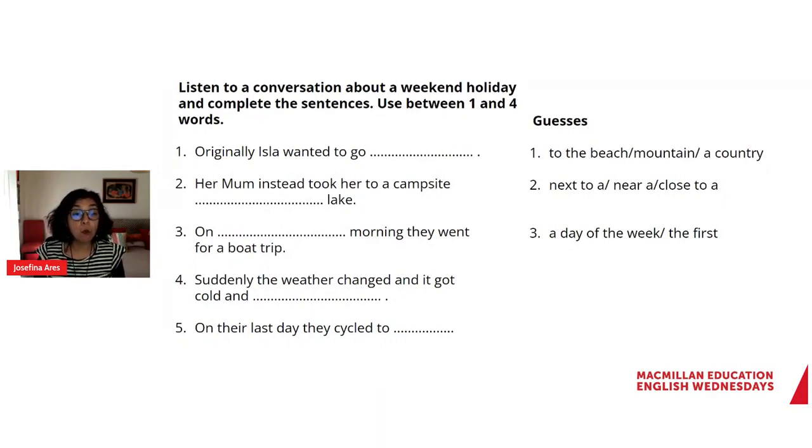Four, suddenly the weather changed and it got cold. And here, again, this highlights how important it is to focus on collocations. It is really important to focus on words that go together, black and white, cats and dogs, those kind of words that go together in a language, okay? We don't say dogs and cats, we say cats and dogs, okay? And we say cold and, what do we say? Windy. Or rainy? Which one would you go for out of those two? I know which one I'd go for.